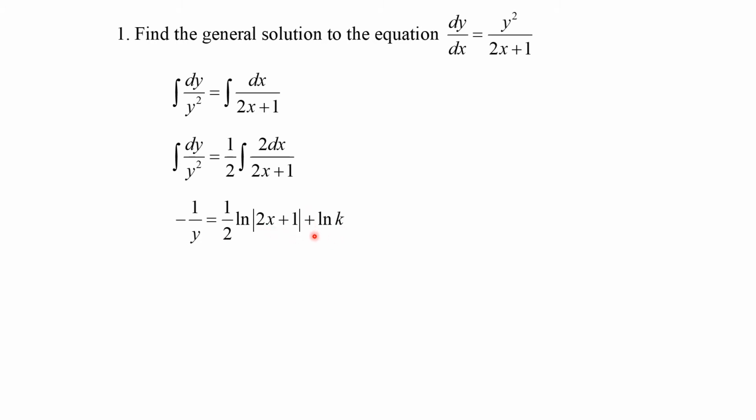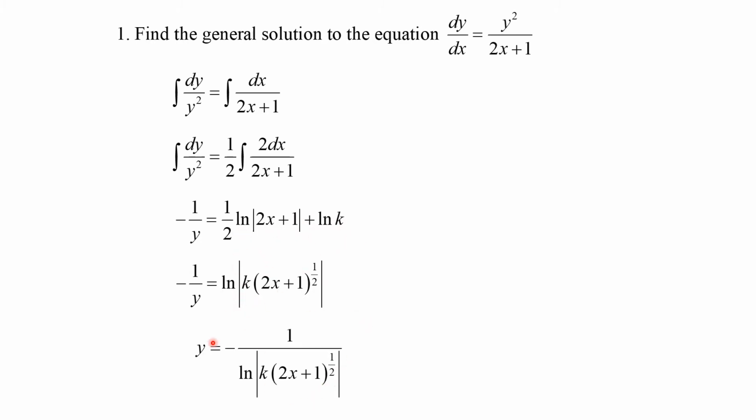Then the c is assumed to be ln k. There should be a plus c on this side, so I wrote it as ln k in order to make your calculation simpler. Your next step would be collecting the ln a plus ln b together. So this half is brought up here as the index multiplied by k, because ln a plus ln b is ln ab.